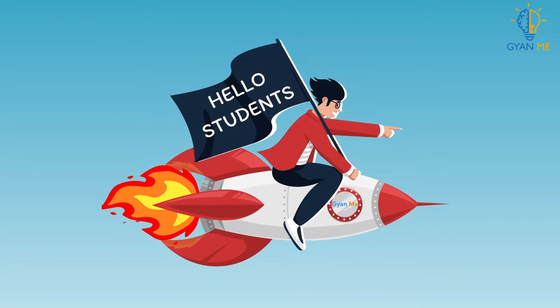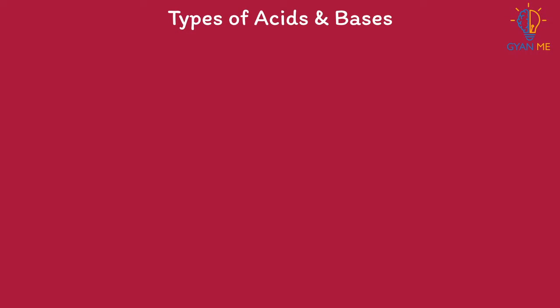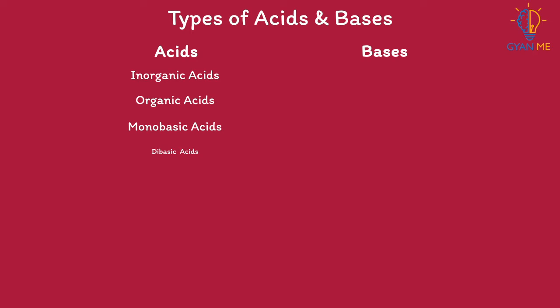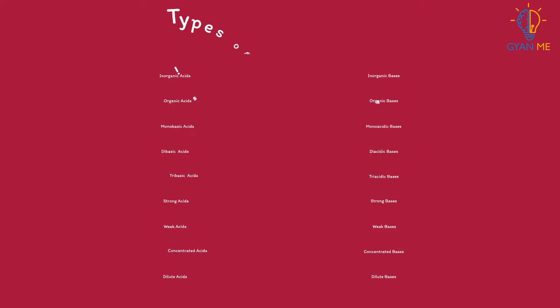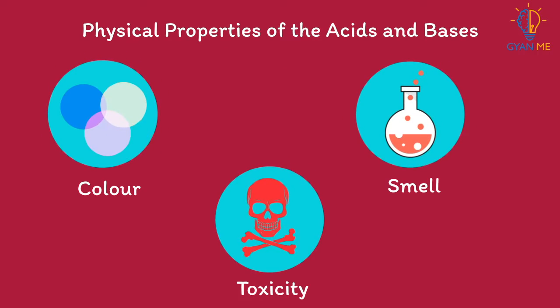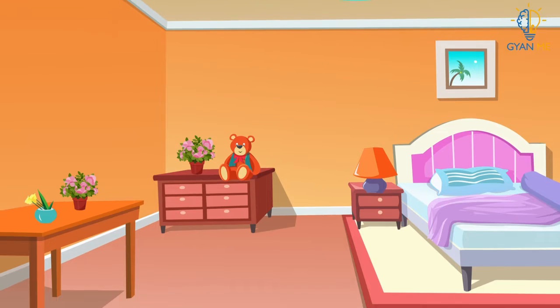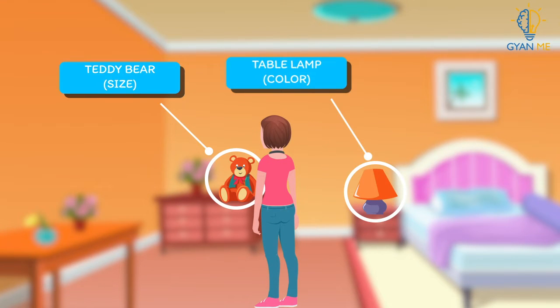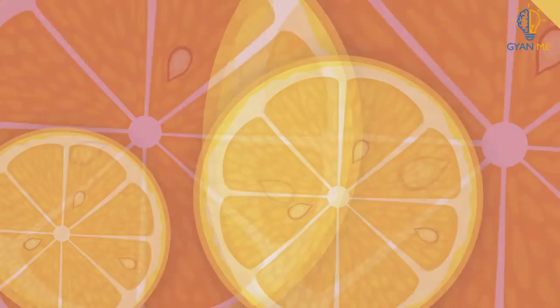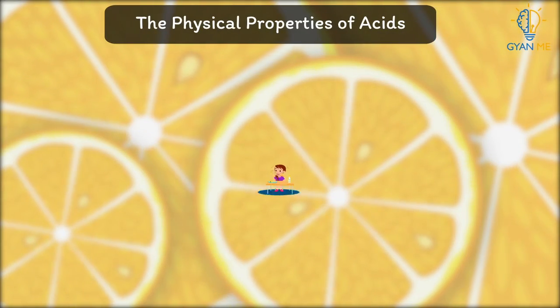Hello students, in our previous video we have seen what are acids and bases and their types. Now let's see the physical properties of the acids and bases. We already know that physical properties are the properties which we can see or observe. With this, let's see the physical properties of acids.